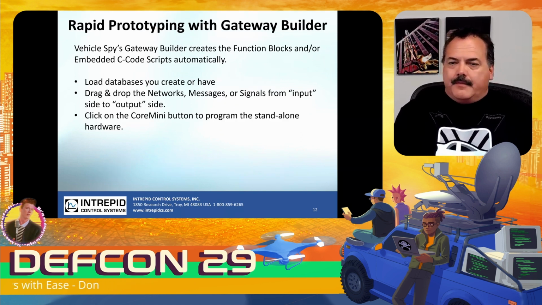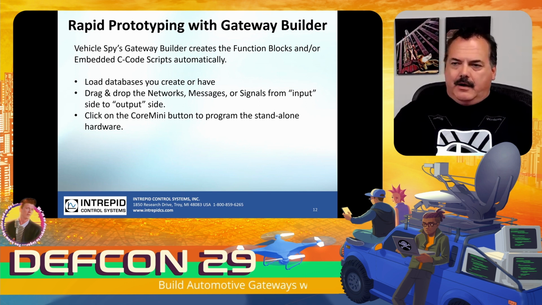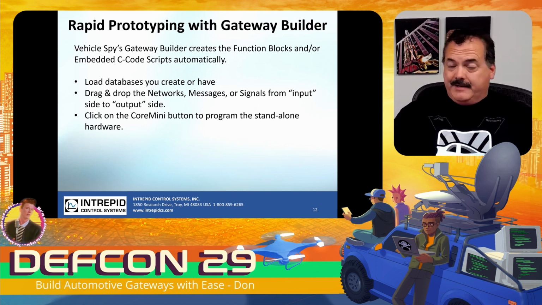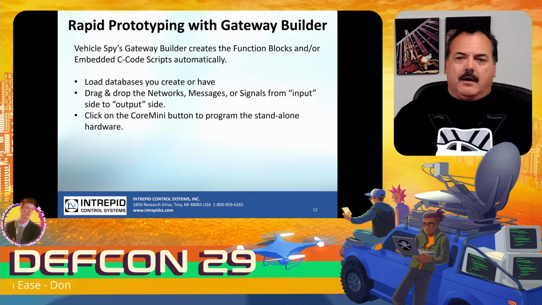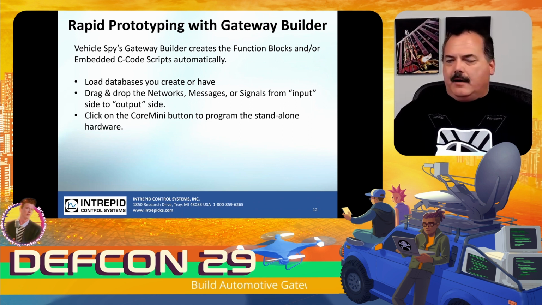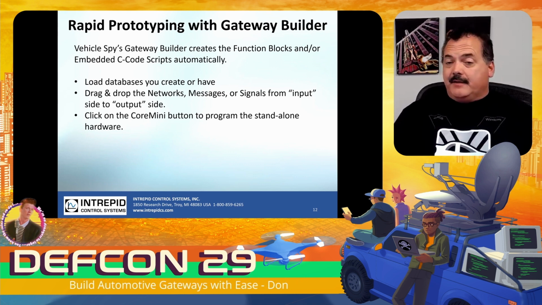So, we have a relatively new view inside of Vehicle Spy called the Gateway Builder. The Gateway Builder essentially creates those function blocks for you, and on occasion will also create embedded C code depending on the task that you're doing. It's really pretty straightforward. I'm not going to tell you that I love the interface, but it's not bad. It takes a little bit of getting used to, but it's really our first attempt at the GUI. It does definitely do a lot of things.